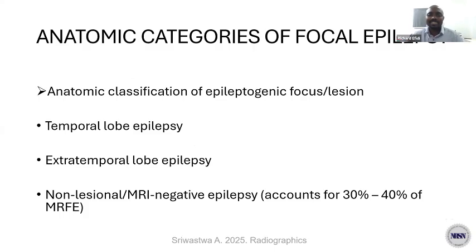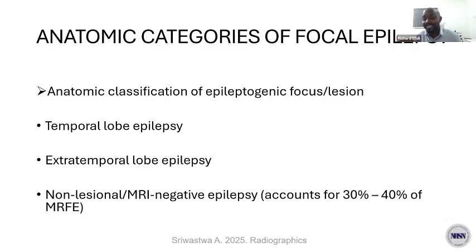Anatomically, focal epilepsy can be classified into three groups. Here is the temporal lobe epilepsy, which is usually localized in the temporal lobe. The extratemporal lobe epilepsy, in which the lesion is localized in another part of the brain outside the temporal lobe. And then the non-lesional, or what we call the MRI negative epilepsy. This is important because that is the one we tend to miss.